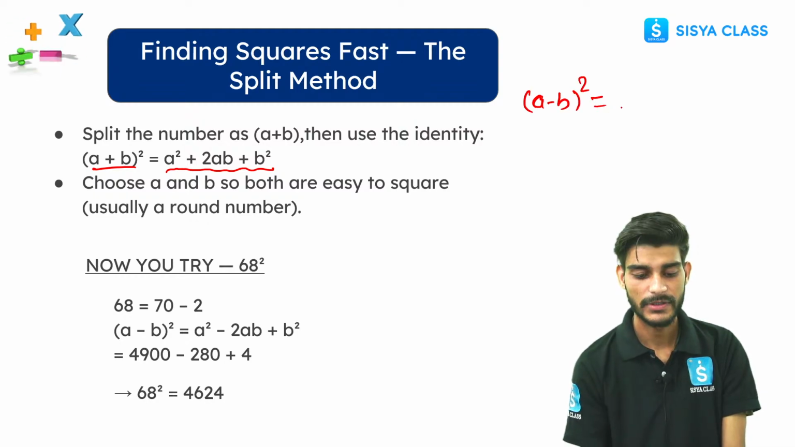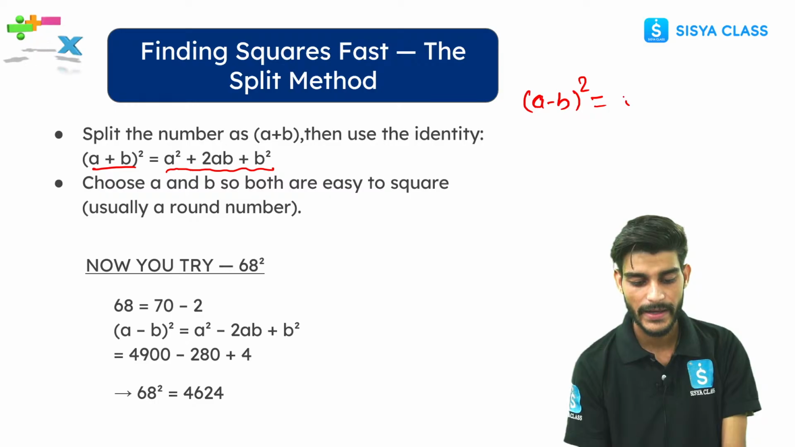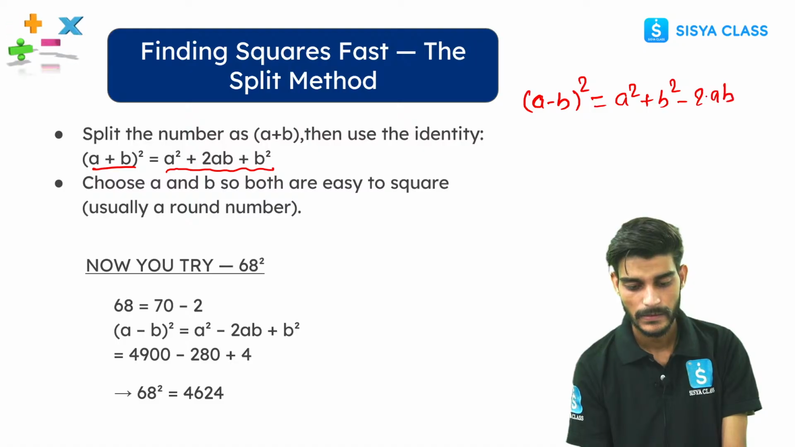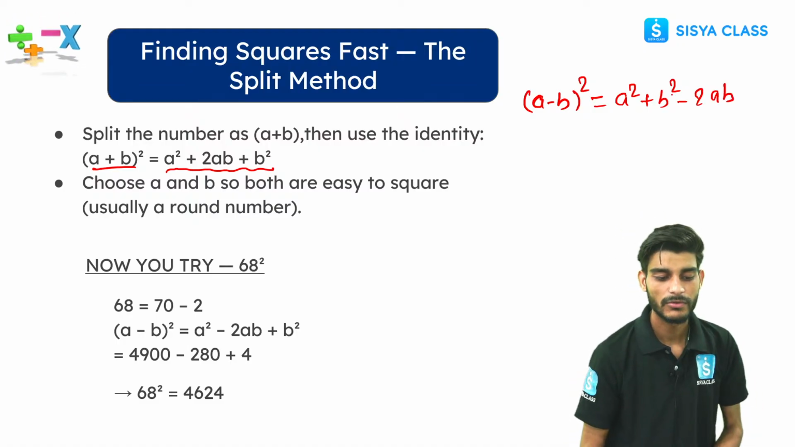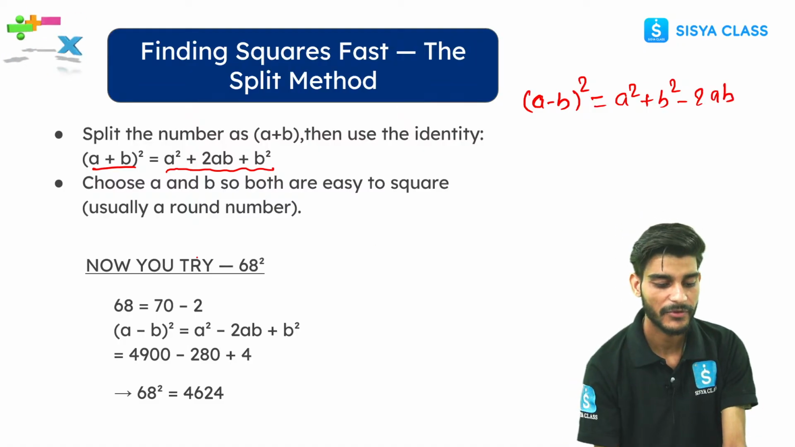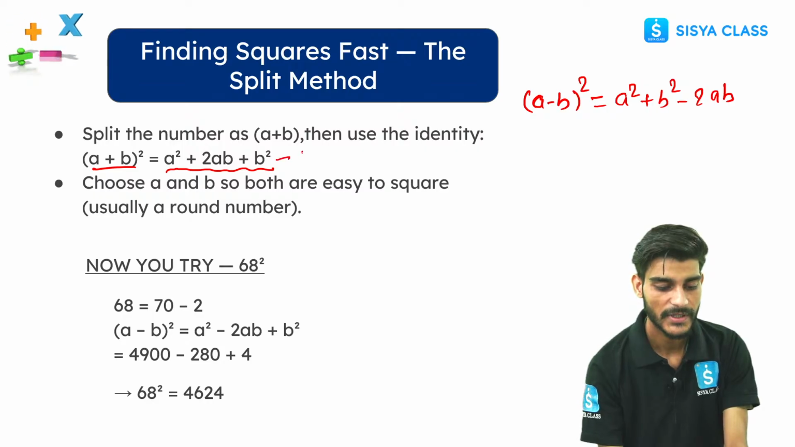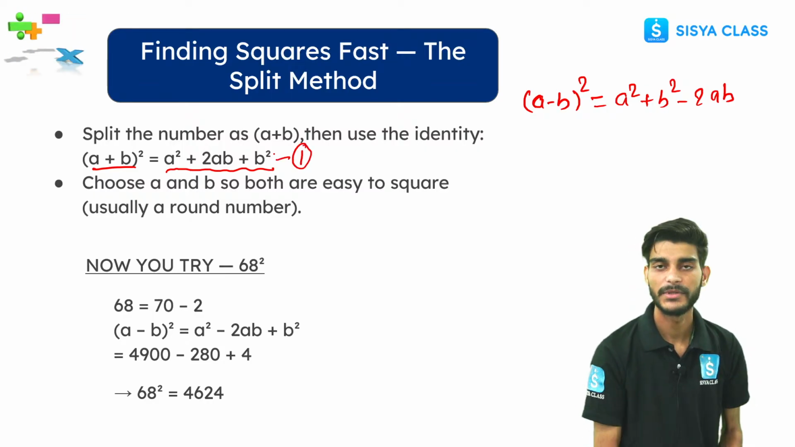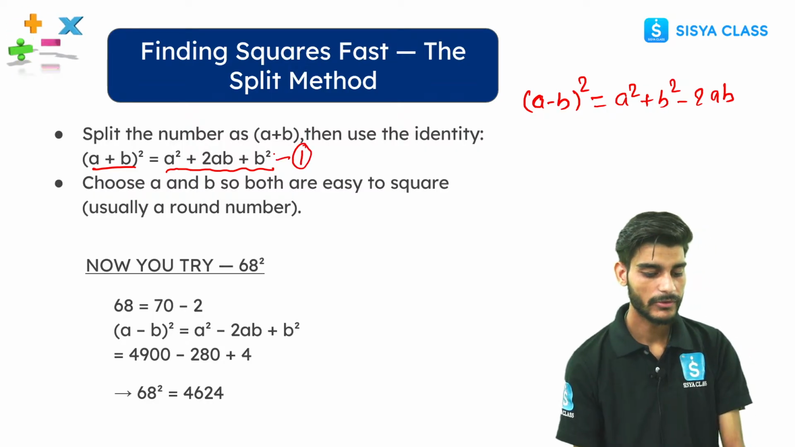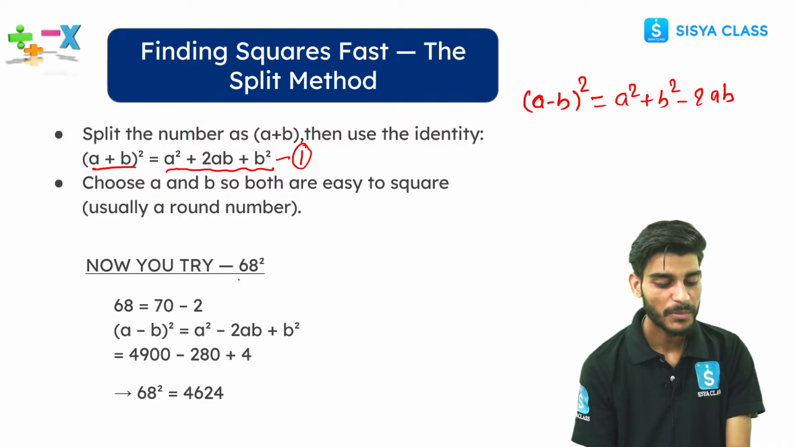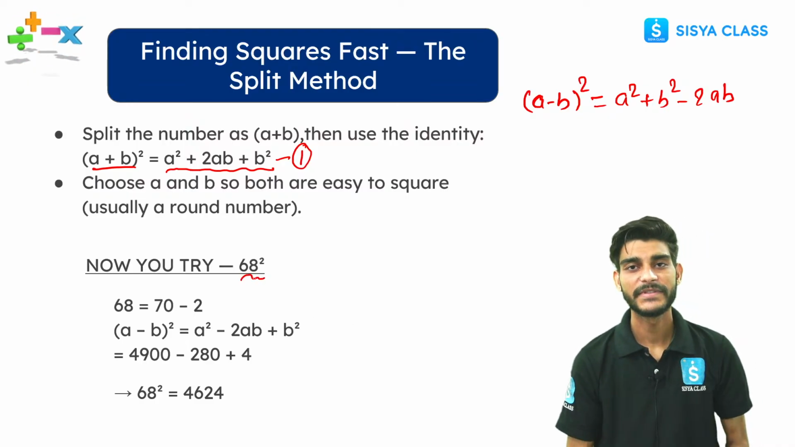A minus b whole square is a square plus b square minus 2ab. This is also a plus b whole square. It can be derived from this formula only. So just remember this formula, a plus b whole square, and you are ready to tackle the questions of this concept. Suppose you have to find the square of 68.